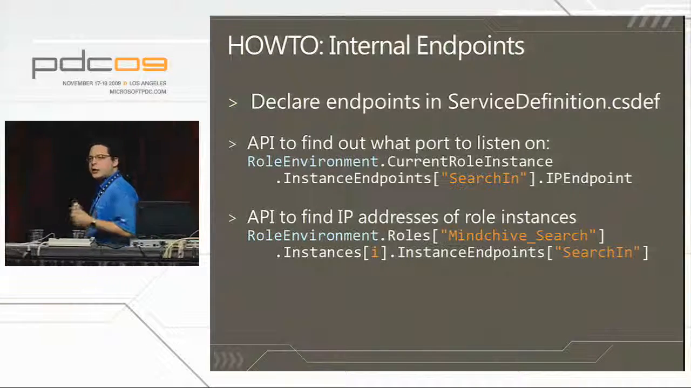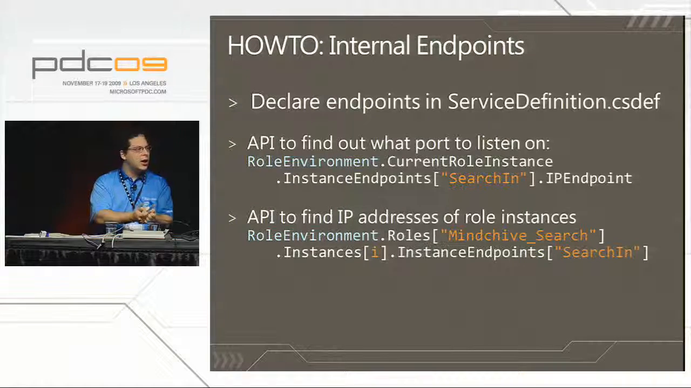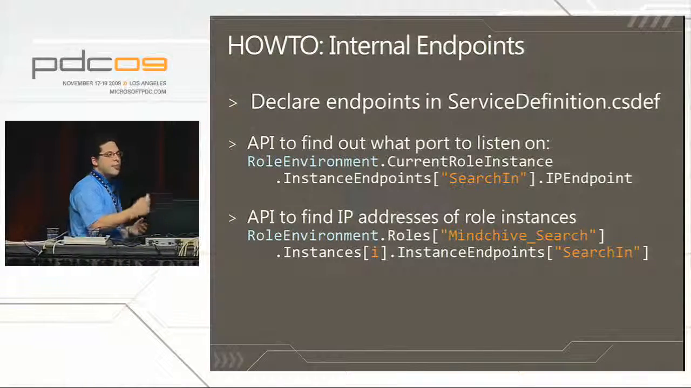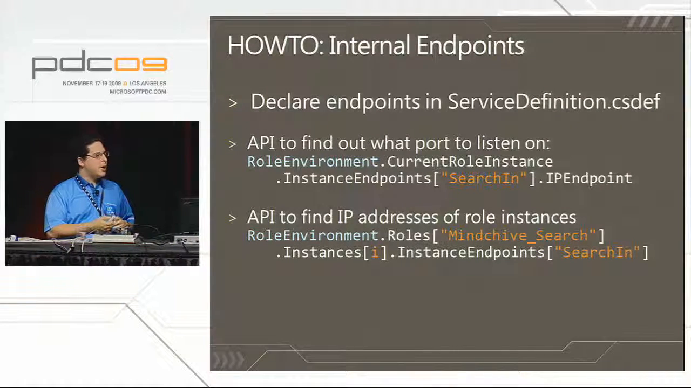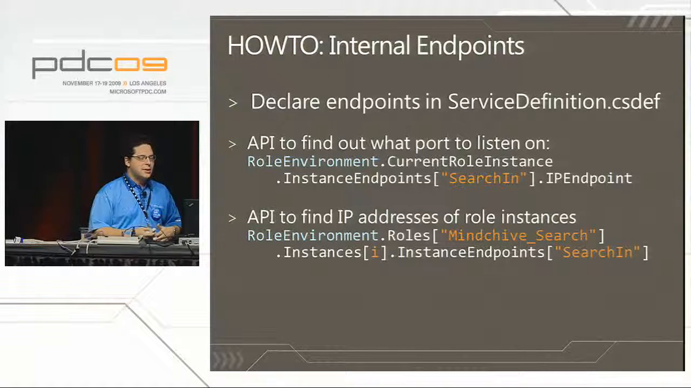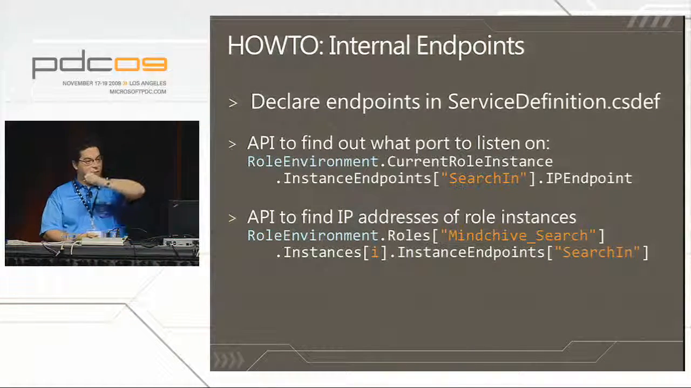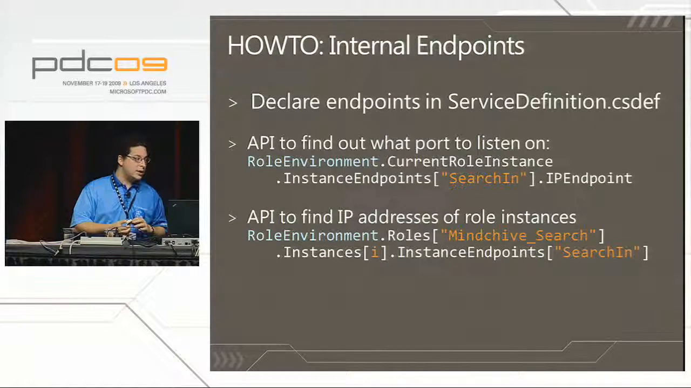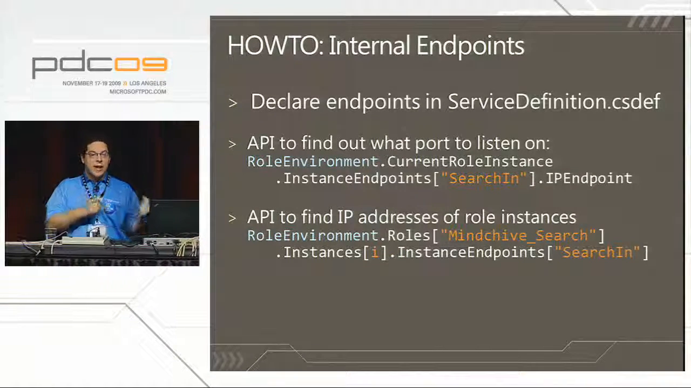So how are we going to actually do the internal communication? Now that we figured out how to build our index and how to keep it going, how are we going to serve those search requests? We basically use an API. It looks very similar to what we did in the first one. There's an API that says, what port should I listen on? That's pretty much identical, whether it's a port coming from the outside or internal traffic from other role instances.